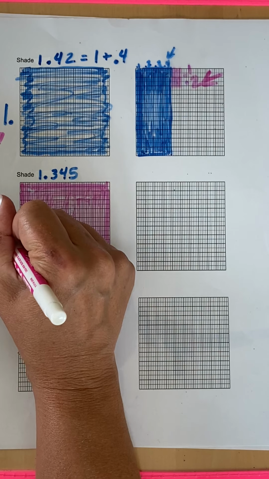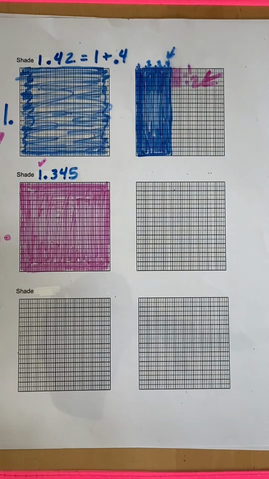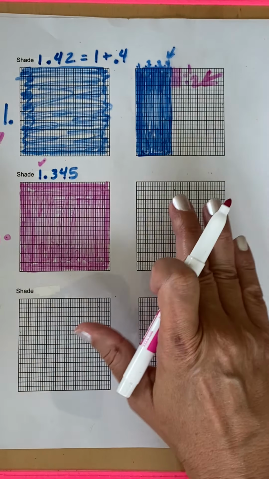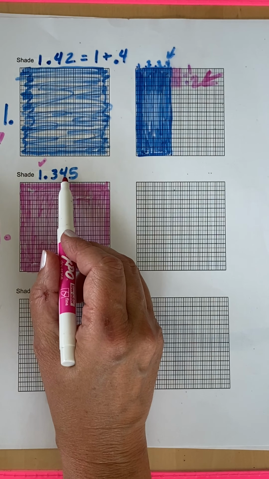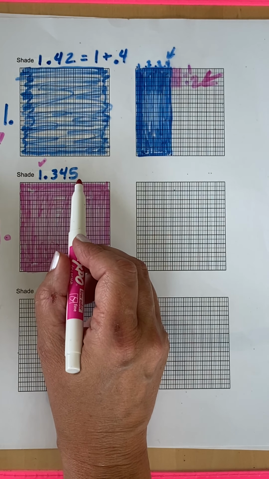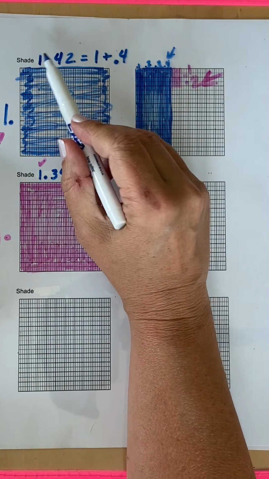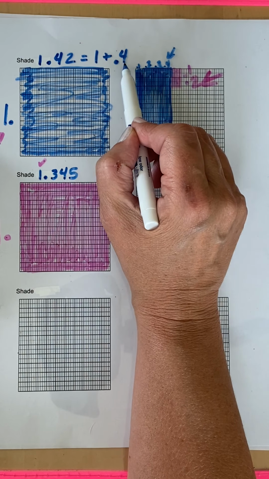Perfectly. So there is my 1. So I can even put a little check above that because I know I shaded that whole in. Now, this one's not going to be shaded all in because I'm only shading 345 thousandths of it. So remember up here, I did 1. I was showing you how you could separate it out in expanded form.